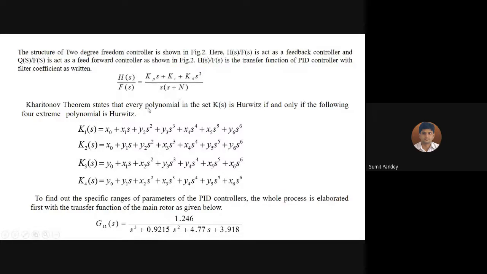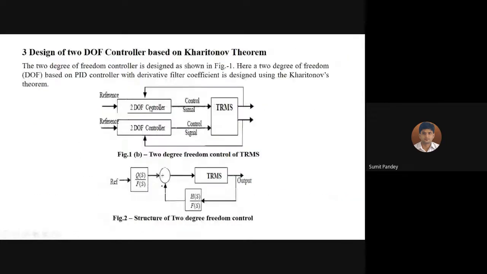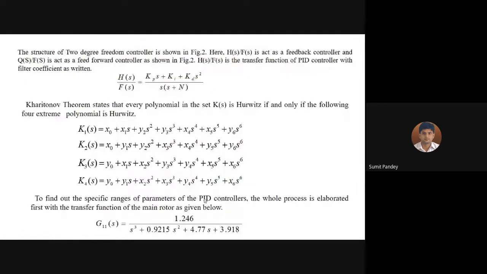Now, this H(s)/F(s) is the PID controller transfer function. So what is a PID controller first? The PID controller where we have the Kp, Ki and Kd values. Now the values of this PID controller, that is Kp, Ki and Kd, are obtained through a specific theorem that is known as the Kharitonov Theorem. And this Kharitonov Theorem is responsible for the robust stability performance of the system.